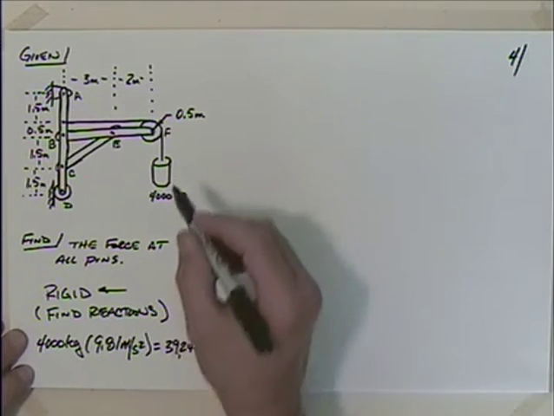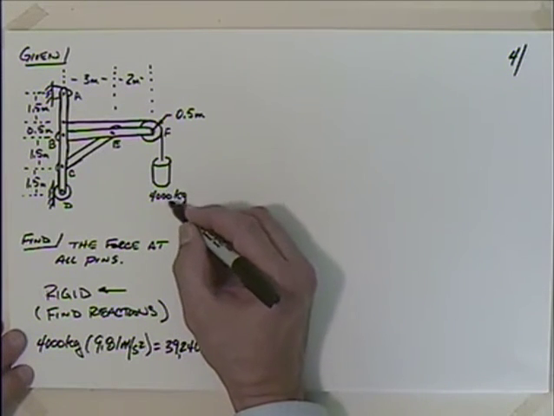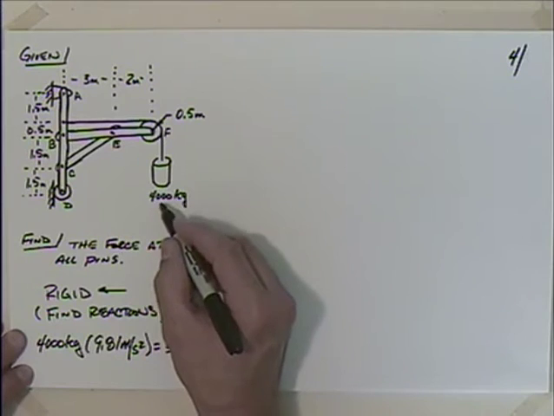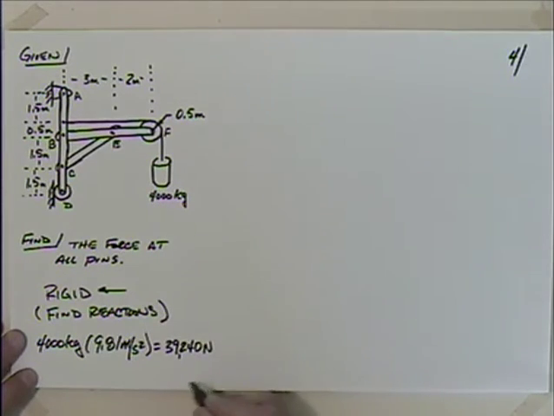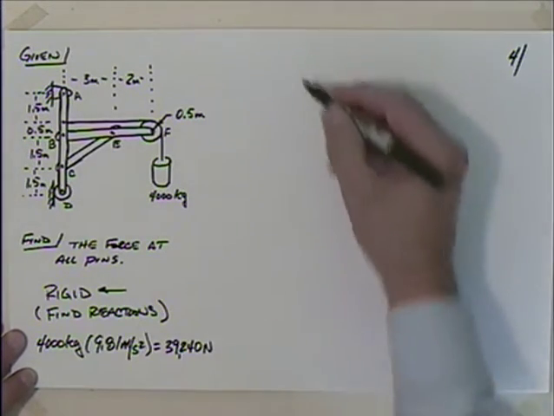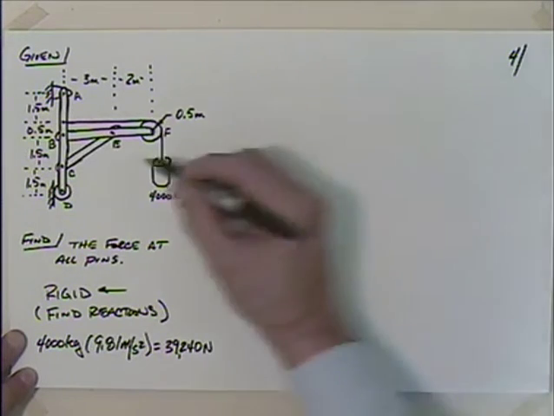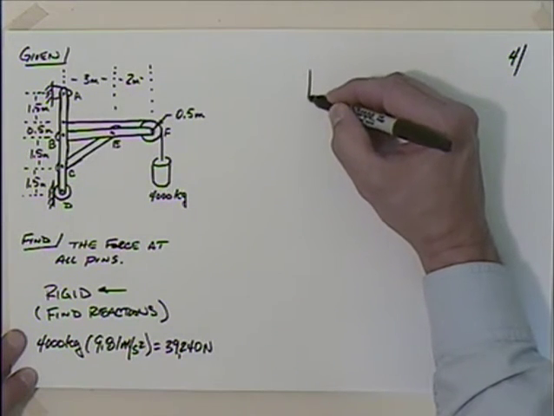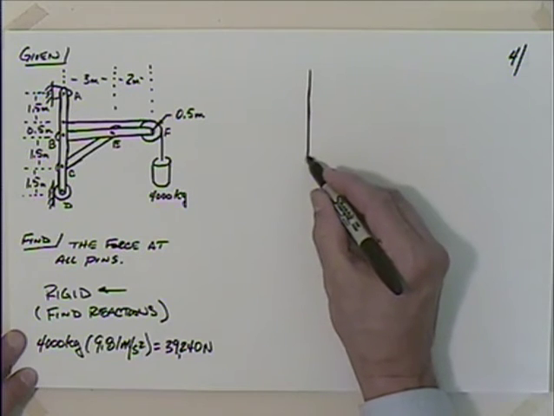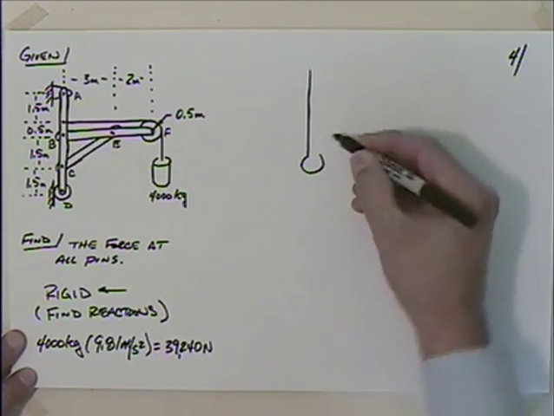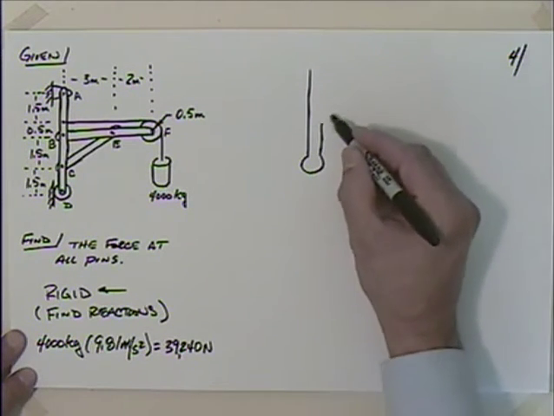Okay, so a free body diagram is a diagram of forces, not masses. So I want to convert this mass to a force. Well, let me do a free body diagram for the entire thing. So that's going to look something like this.